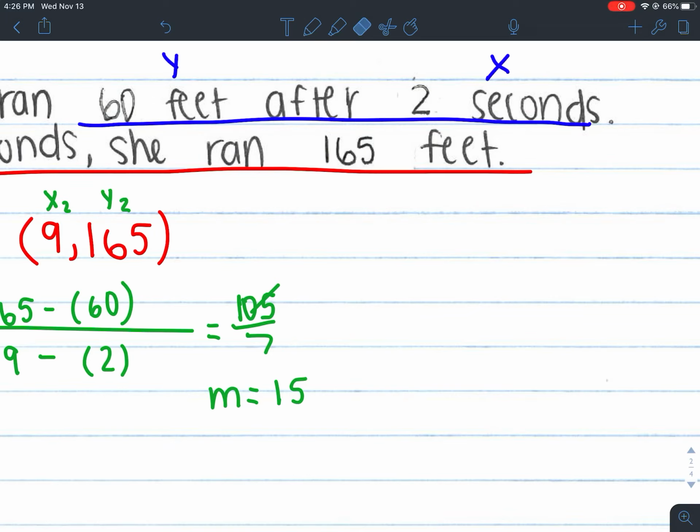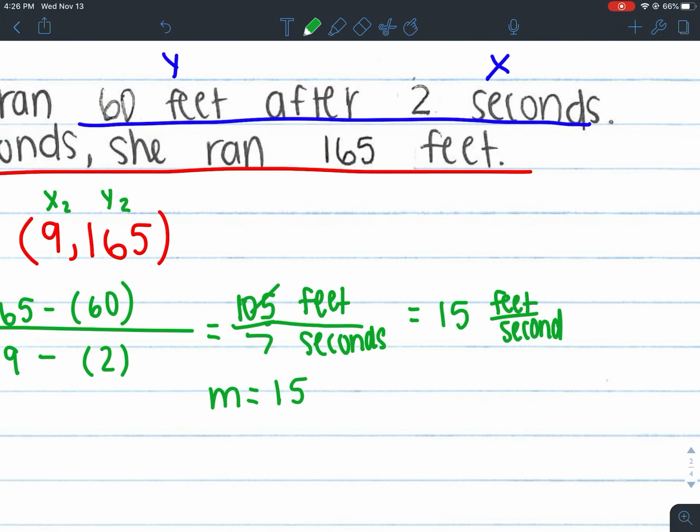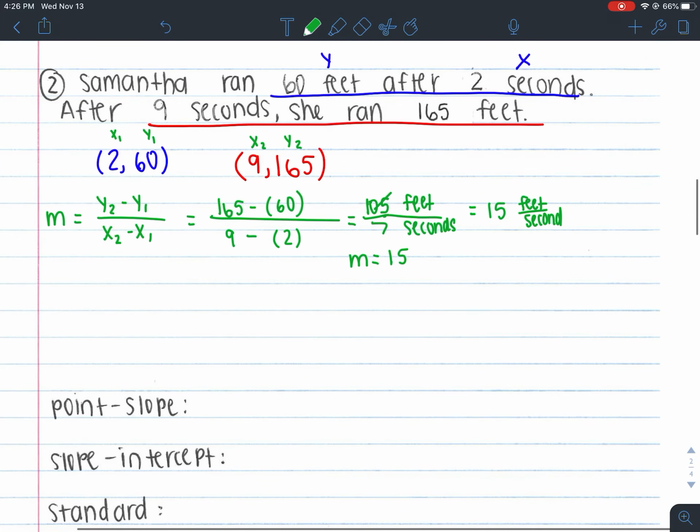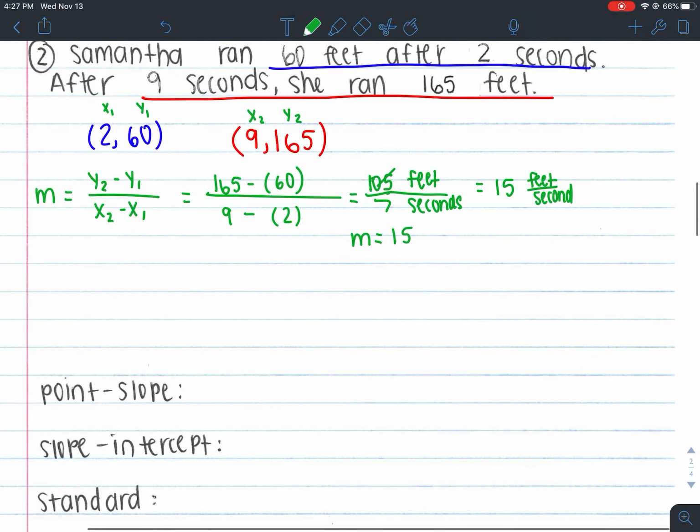It was feet. So when you were dividing 105 divided by 7, you were dividing 105 feet over 7 seconds. So that's going to be 15 feet per second, right? So that's what the slope means. It's 15 feet per second. Remember, y is always on top. So that's going to help you determine, is it seconds per foot or feet per second?